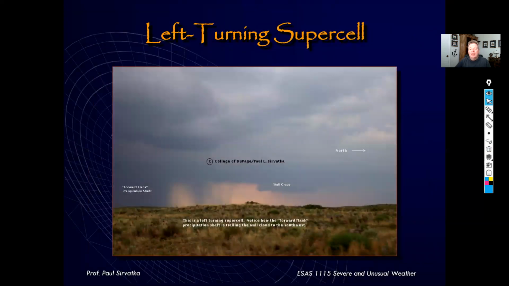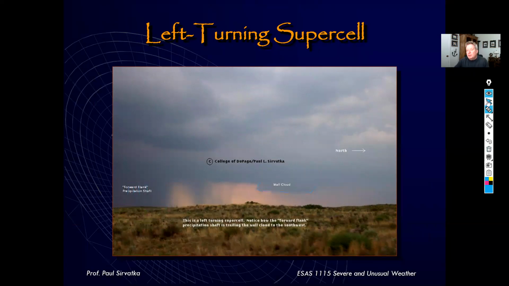Here's an example of a left-turning supercell, and unfortunately we put the watermarks on there a long time ago and can't get them off. So we have a wall cloud, and then we should think, well, where's the forward flank? Wait a second, that's north. Wait, here's the forward flank. And that's because this is a mirror image.